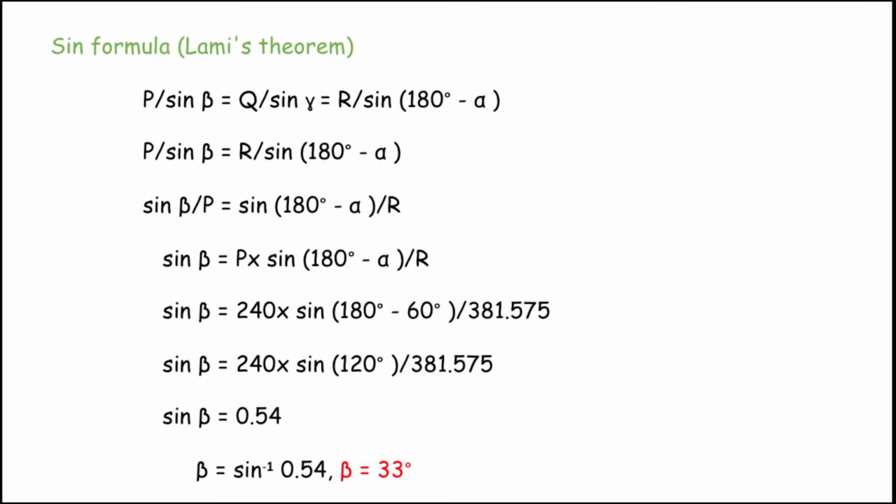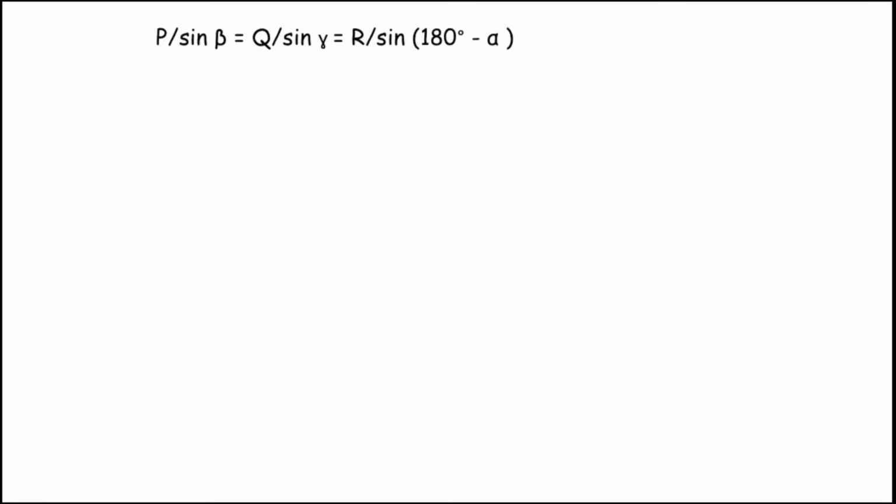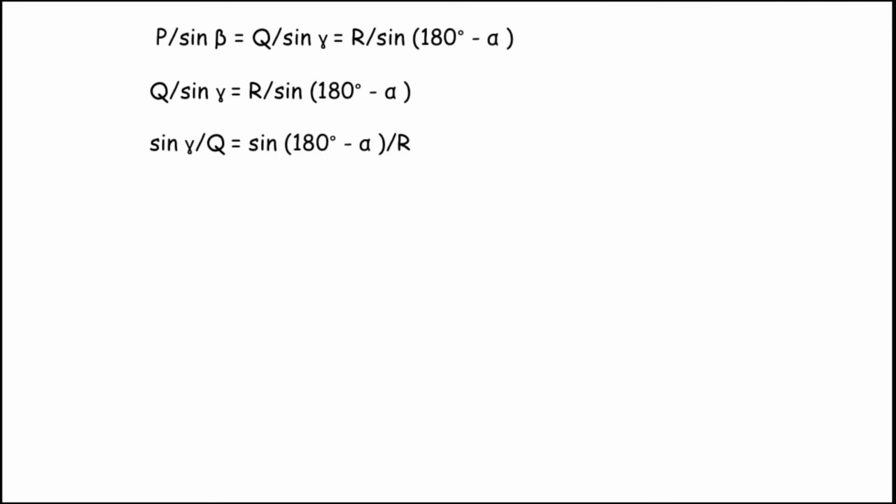Now I am going to take the same formula, and this time I take Q and R. So Q by sin gamma equals R by sin(180 minus alpha). As before, I invert on both sides to find gamma. So sin gamma by Q equals sin(180 minus alpha) by R. Now I transfer Q from the left to the right. So it becomes Q into sin(180 minus alpha) divided by R.